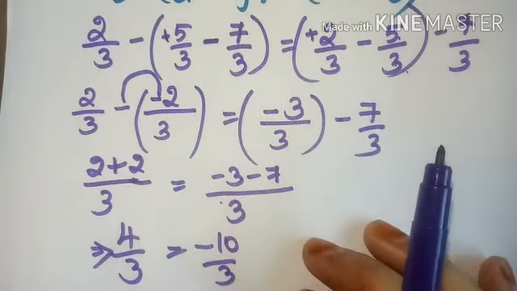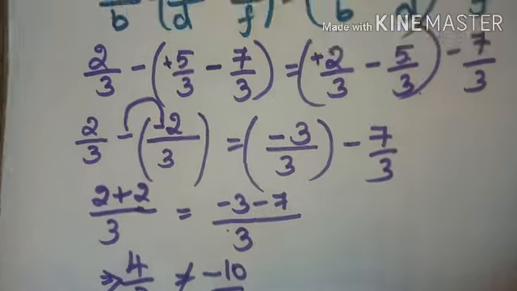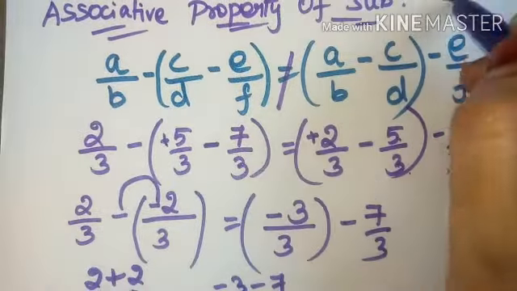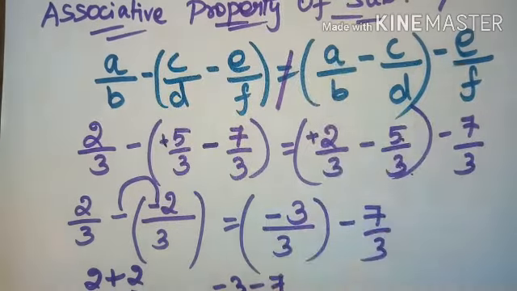4 by 3 and minus 10 by 3, are both equal? No, both are not equal. So the associative property of subtraction is not satisfied because LHS is not equal to RHS.